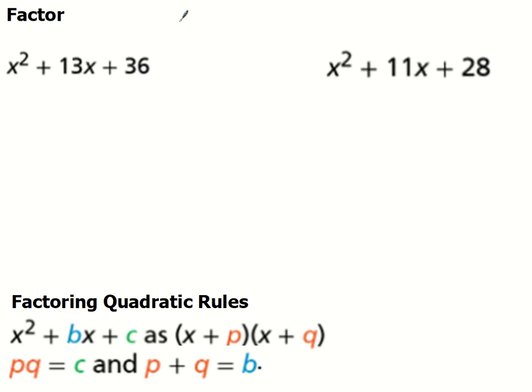So if I start thinking about factors of 36, I know 6 times 6 is 36, right? But if 6 times 6 is 36, does 6 plus 6 equal 13? No. So that doesn't work, because I have to figure out factors of 36 that add up to 13. If I did 9 times 4, that's 36, and 9 plus 4 is 13. So this 9 and 4 are going to be the values that I include in my binomials. So here's what I mean by that.